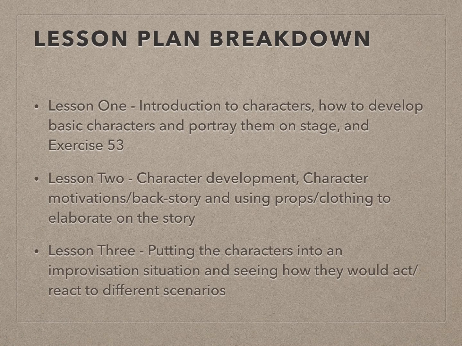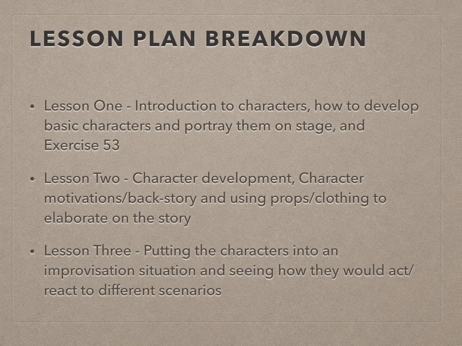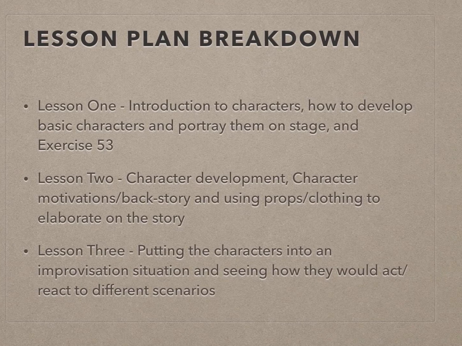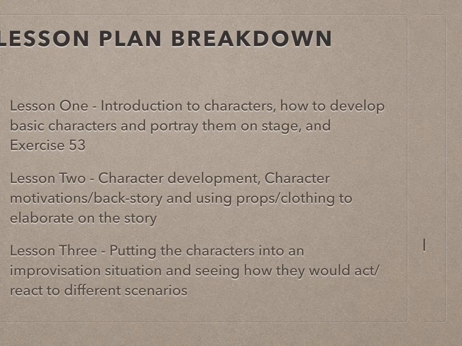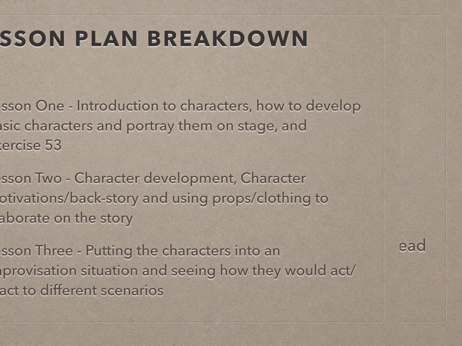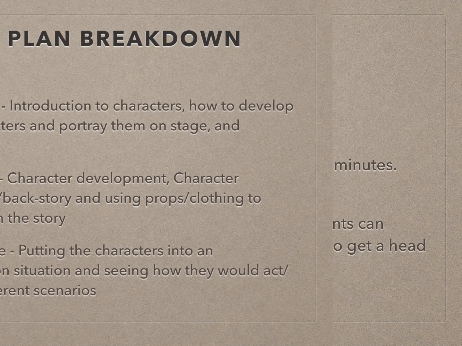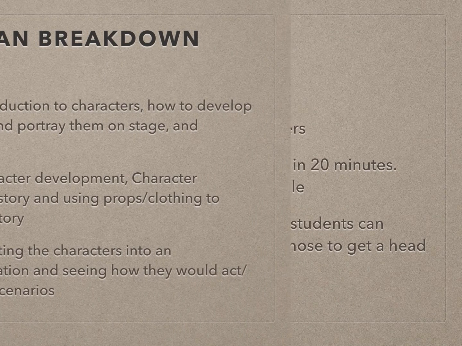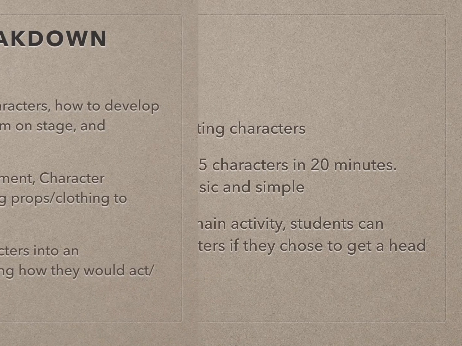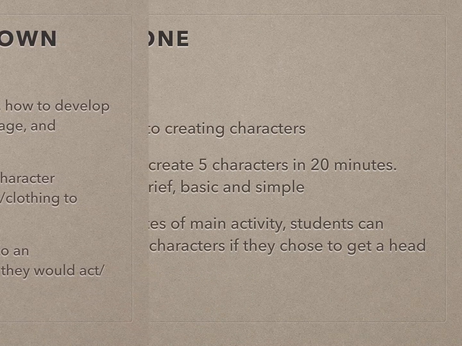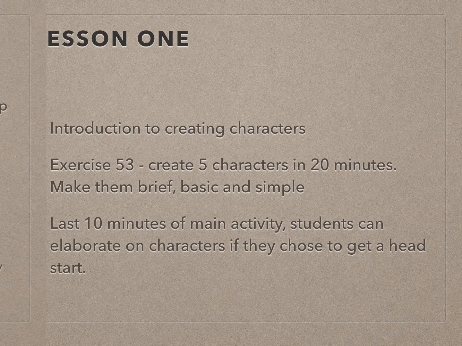Lesson 1 would be an introduction to characters, how to develop basic characters, and how to portray them on stage, eliminating the actor behind the character. This is where exercise 53 would come in. Lesson 2 would be about character development and character backgrounds. This is where we would use a character from lesson 1 and go deeper into that character, finding out their motives and how they would talk, walk, or what they looked like. Lesson 3 would be the final project, where we would test out these characters in an improvisation exercise.